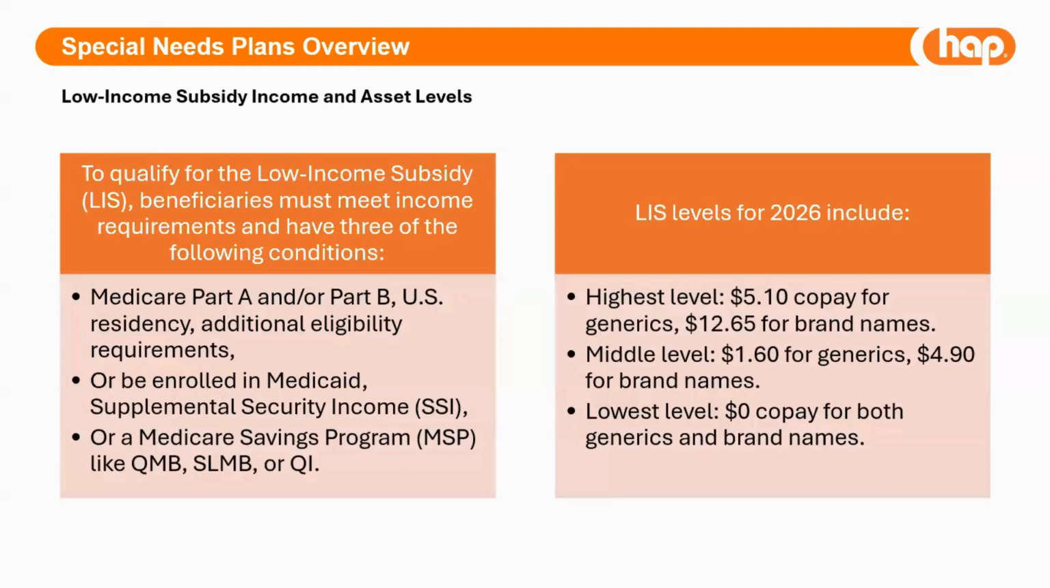To apply for LIS, you do have to be eligible by having Medicare Part A and or Part B, in the United States. And then you either have to be enrolled in Medicaid, the Medicare Savings Program, receiving Social Security income, or have that level of QMB, SLMB, or QI. It will help to pay for part of the premium, not the full premium. So it is important to understand that. And then they will also have a 0 deductible, and it will follow their cost shares.